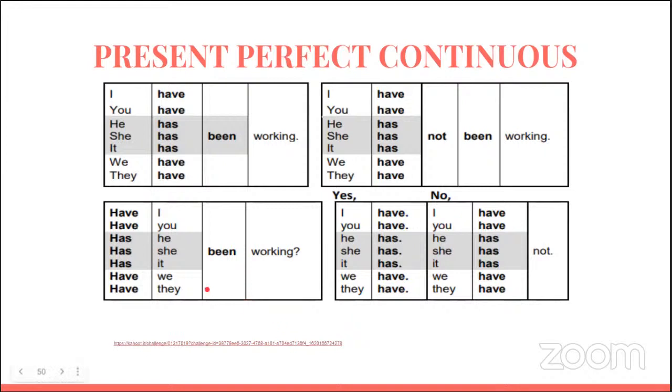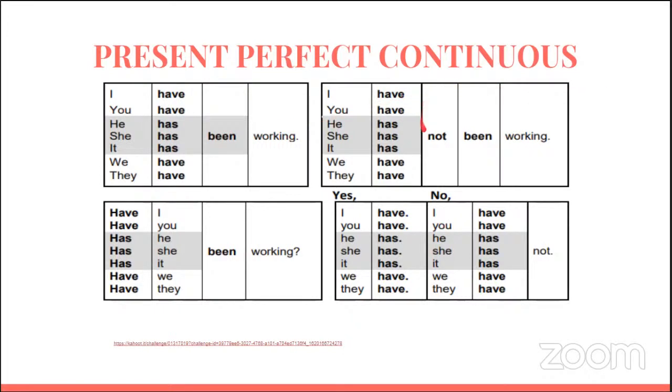The structure is basically using the subject followed by the auxiliary, depending on the subject, of course, using have or has, and the word been, and the verb in the ing form. So she has been working. You have been working.